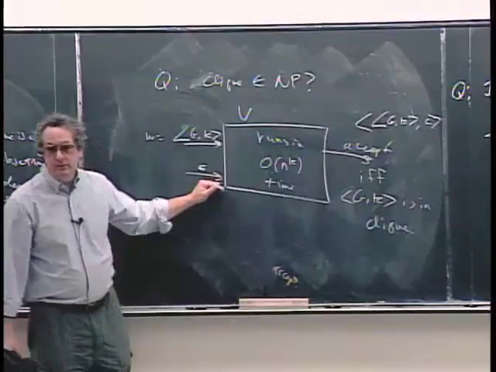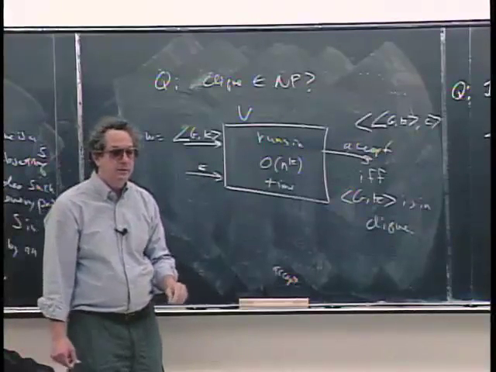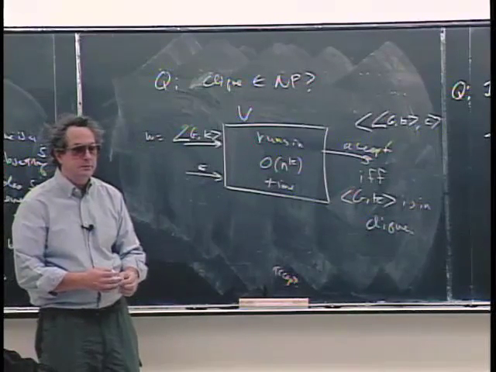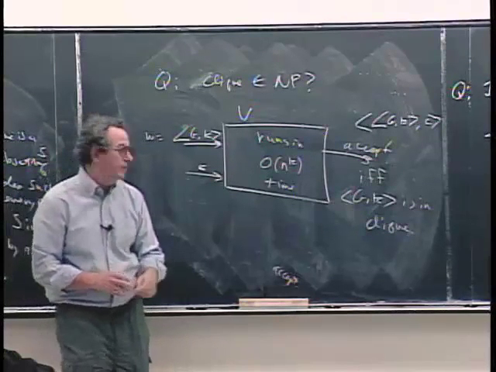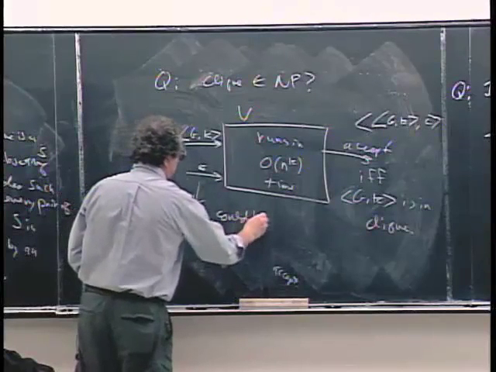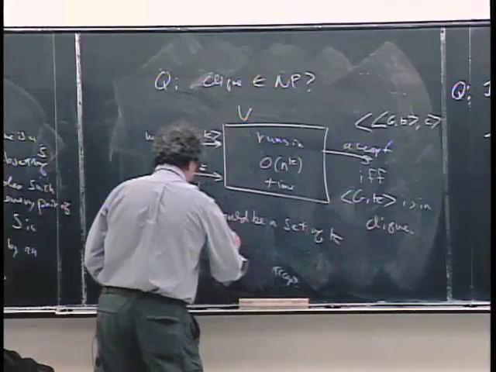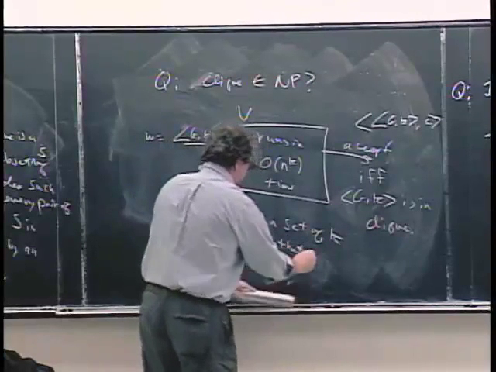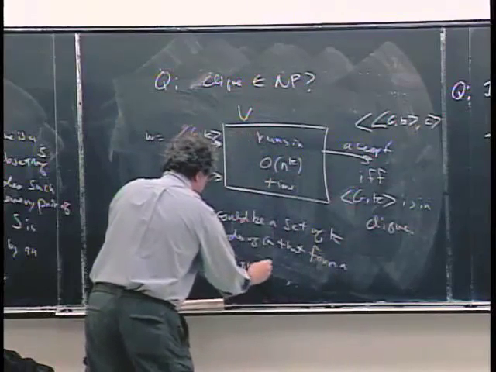But what is this C? Anybody think of, yeah? Is it like the list of vertices that make up a size K clique in G? Yeah, that's a very natural hint, and so C could be a set of K nodes of G that form a clique in G.